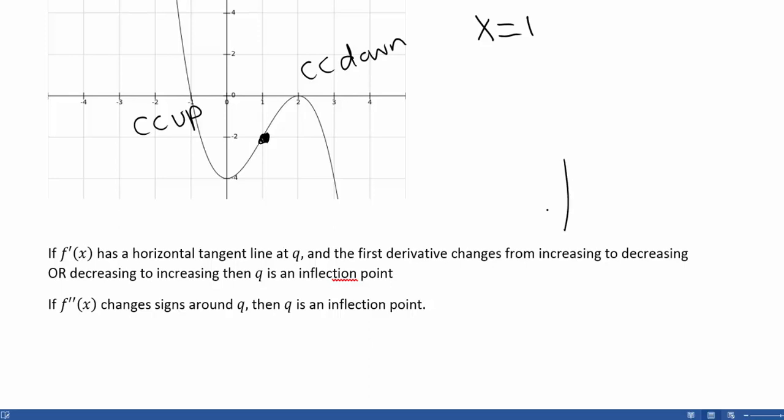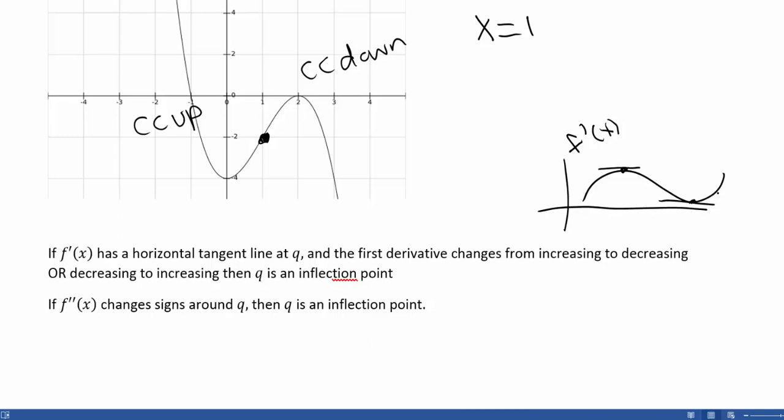Let's talk about why. So remember, when we talk about the first derivative, we can use the first derivative to talk about the second derivative. So at the places that we have horizontal tangent lines of the first derivative, that's where the second derivative equals 0. Now, that's one of the things we look for when we're looking for inflection points. But what we also need is for the concavity to change.